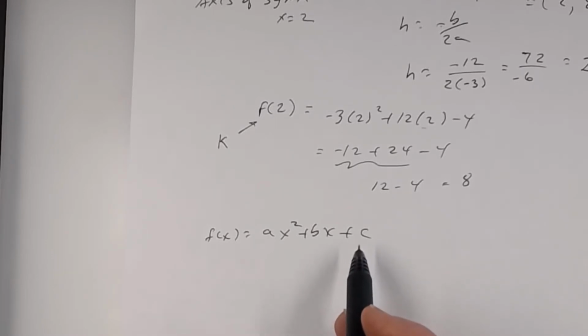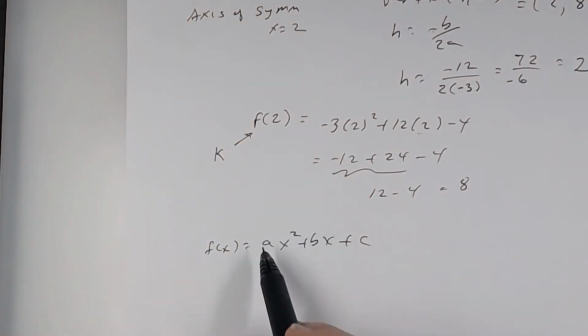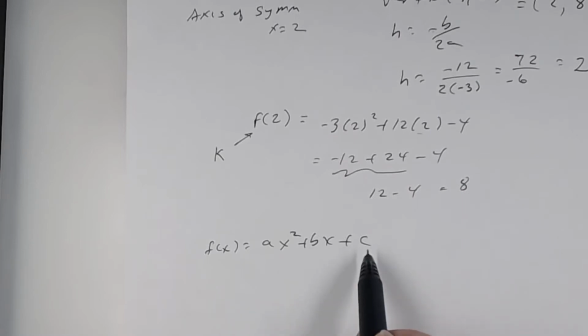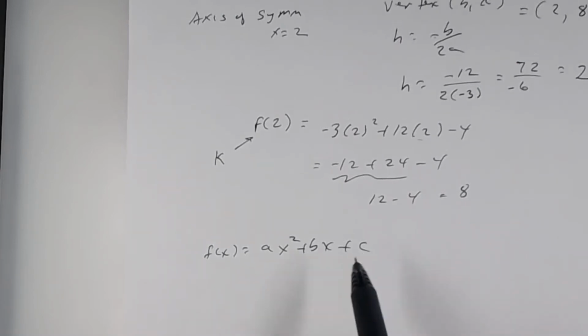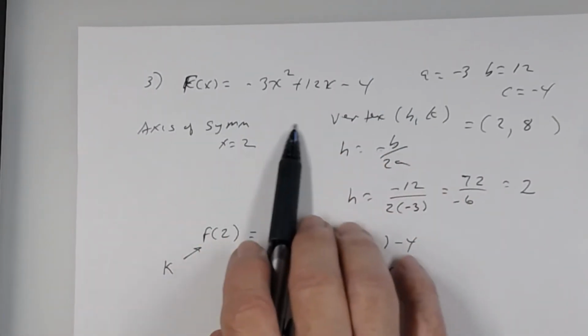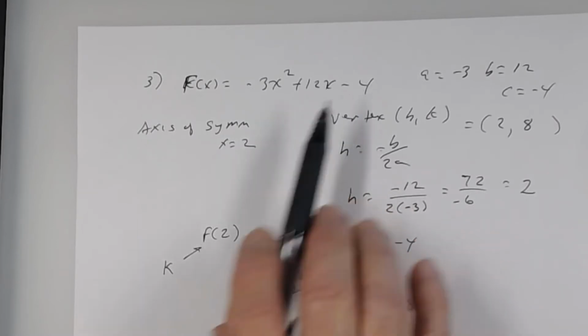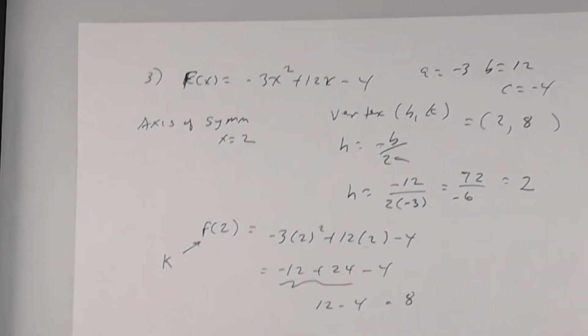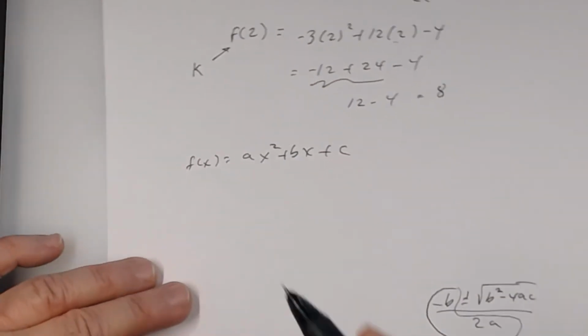Because remember, to find the y-intercept, what do you let be 0? X. Well, if x is 0, then this term is 0, this term is 0. What's left? Your constant, C. So right away, you can tell me what the y-intercept is here. What's the y-intercept? -4. That's your y-intercept. All right. If you didn't know it, then go ahead and do the work.